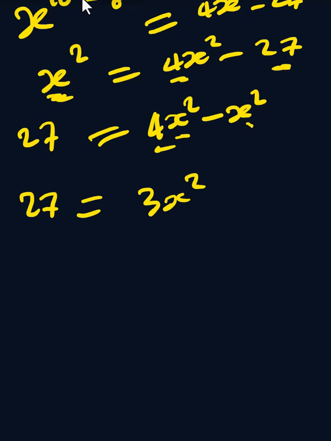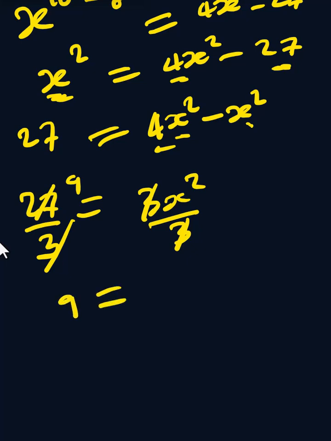The next thing we are going to do, remember our target is to get the value of x. So to get the value of x, first of all, we divide both sides by 3. This will divide, this will divide. Here we have 1, and here we have 9. So 27 divided by 3 will give us 9. So we have 9 is equal to x raised to the power 2.